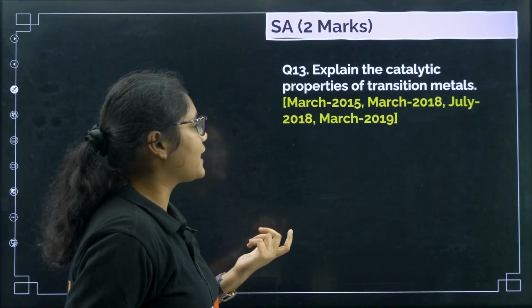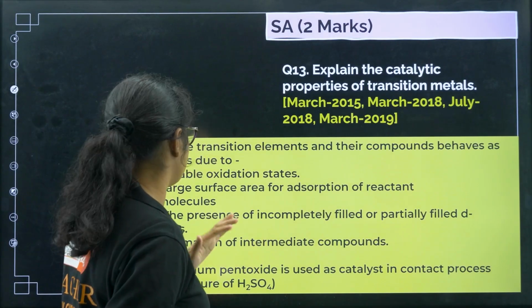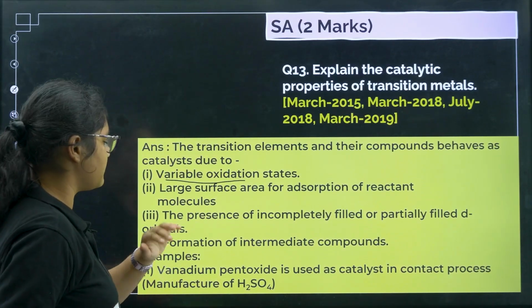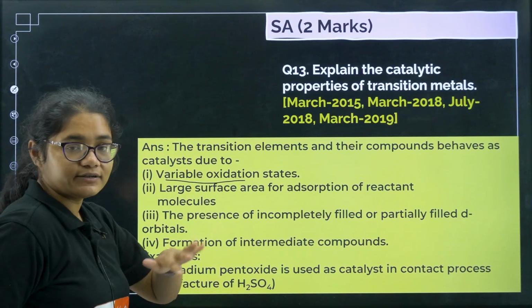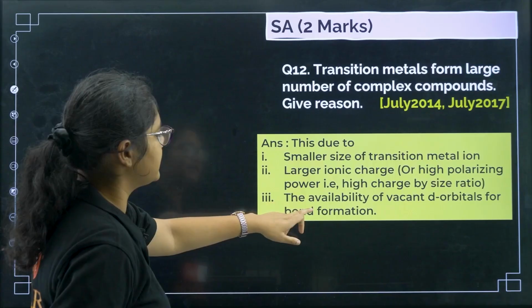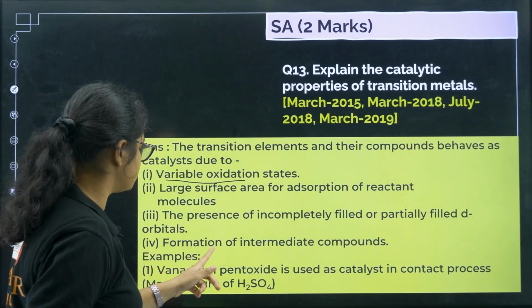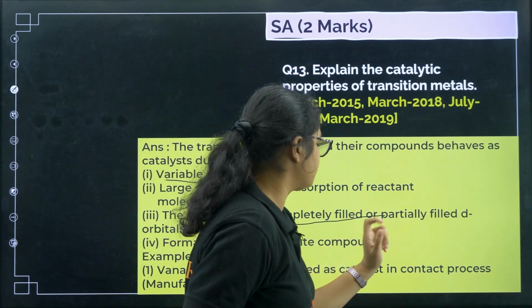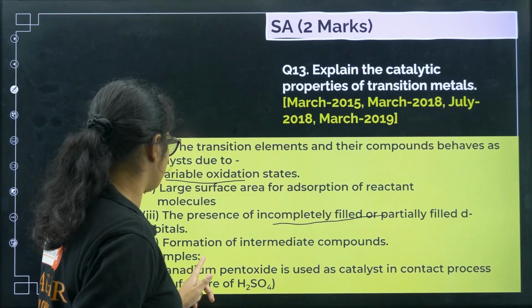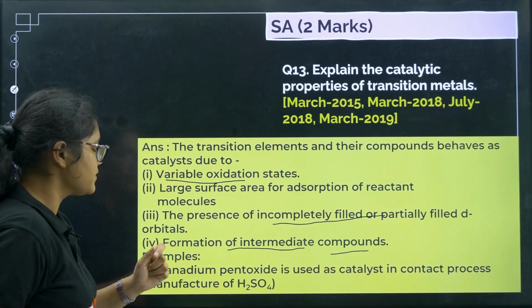Next, catalytic activity of transition elements. You can see how often this question is asked. Here also you should remember 2 to 3 points. The first one is variable oxidation state. You can remember the common points in both: smaller size and availability of vacant d orbitals. Then presence of incompletely filled d orbitals, variable oxidation states, and formation of intermediate compounds. Any 3 points you can learn from here.